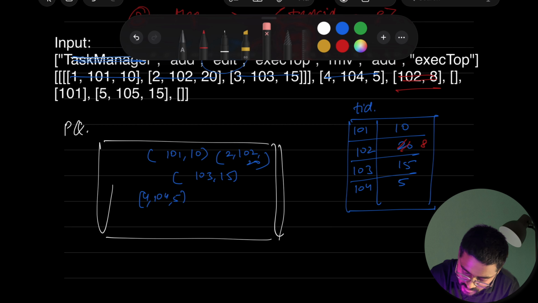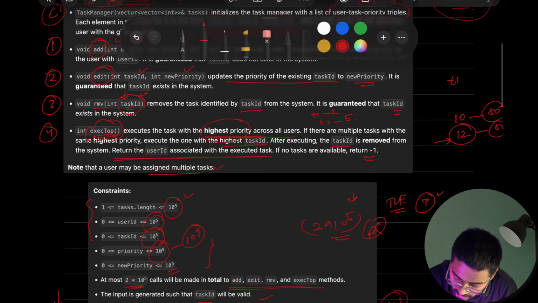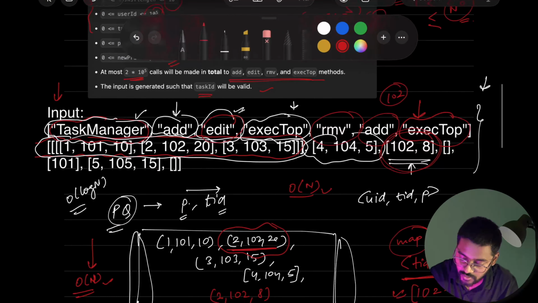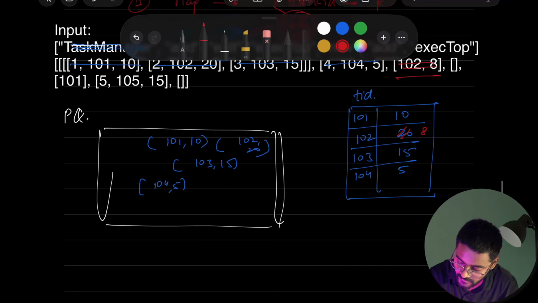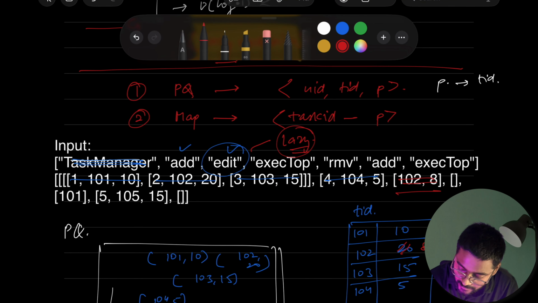So they are useless for us. If I just remove all the user ID, that is fine. But I still remember that in execute top we have to return the user ID. So the user ID will be used somewhere. It means that I have to keep it somewhere. So where can I keep it? I can keep it in the map.